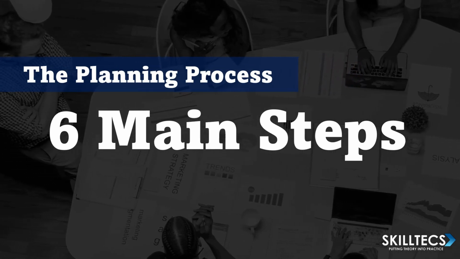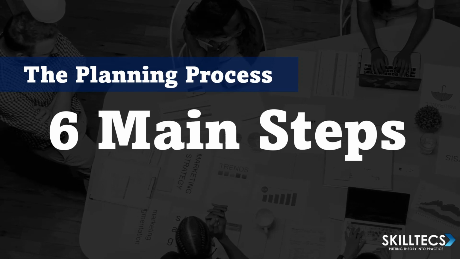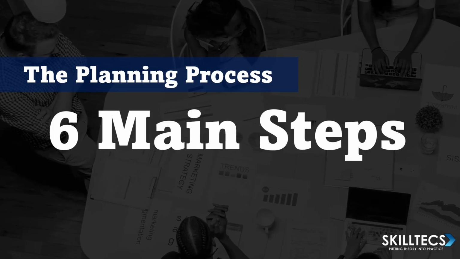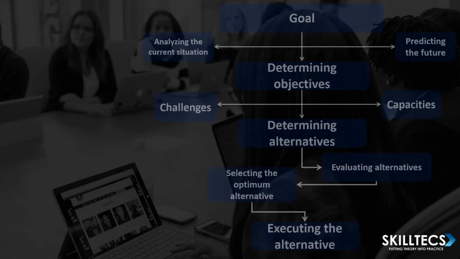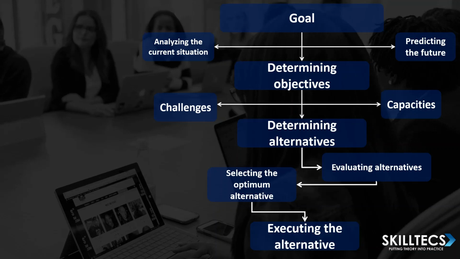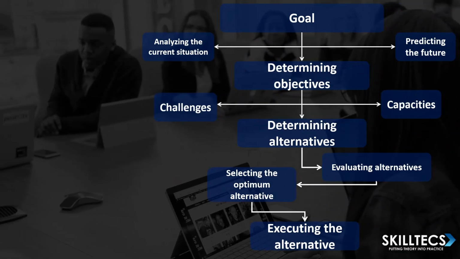This video briefly outlines the planning process in 6 main steps. Here is the planning process flowchart which we are going to learn. Every plan starts with a goal.